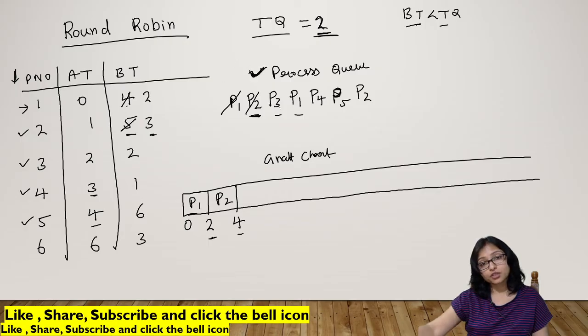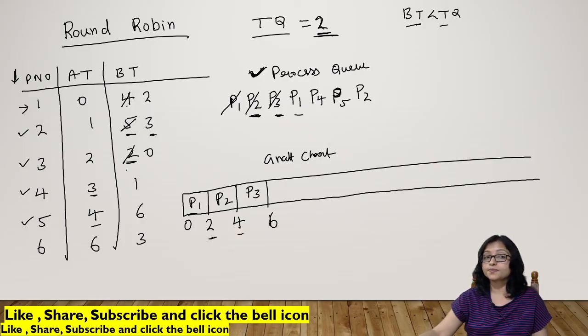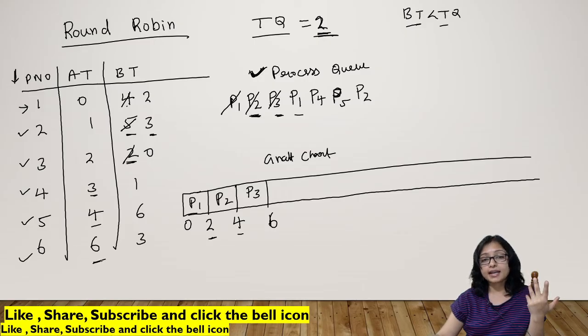Done. Now again, who will get the chance? Check the process queue. Who is there? P3. So P3 I will take here, right? P3 will execute how long? P3 burst time is 2. So P3 will execute 2 millisecond, means it is 6 now, and this is now 0. P3 completed its task. At that time, who arrived? At that time, only P6 arrived. So write down here P6.